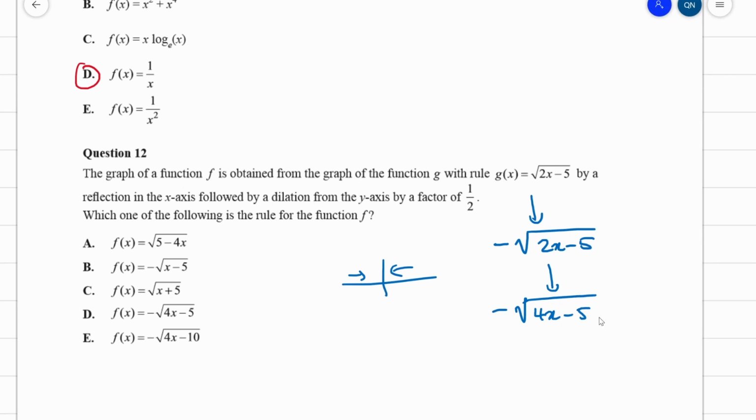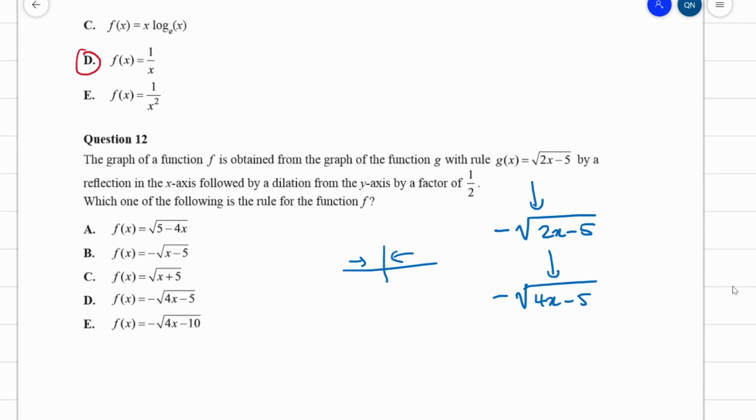A general rule of thumb is whenever you have transformations happening on the inside of your function, you always kind of do the reverse of the transformation, but if you have transformations happening on the outside, you just keep it the same. That's why for translations, usually you have to replace x with x minus something if you have a positive translation. So it's going to be negative square root of 4x minus 5, so it's going to be option D.